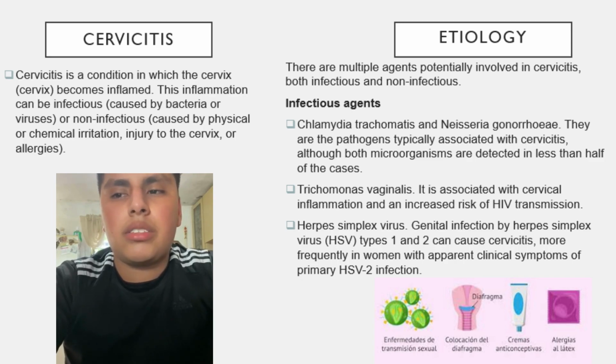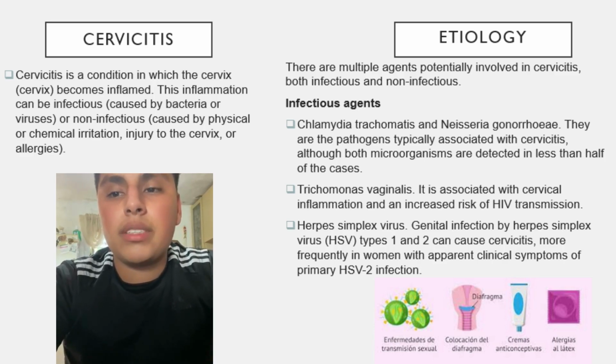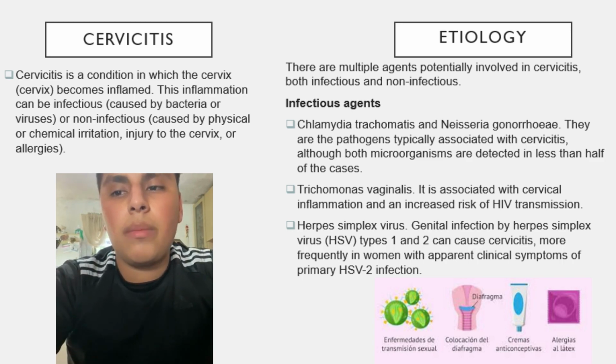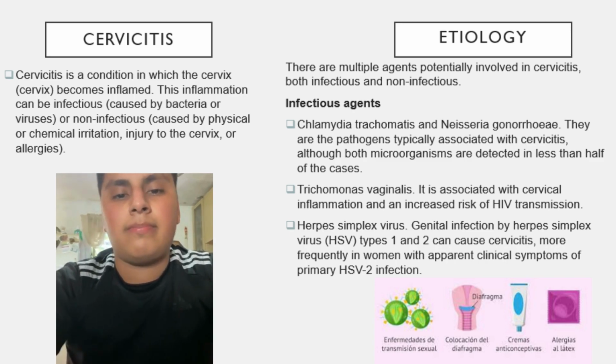Trichomonas vaginalis. It is associated with cervical inflammation and an increased risk of HIV transmission. Herpes simplex virus. Genital infection by herpes simplex virus types 1 and 2 can cause cervicitis more frequently in women with apparent clinical symptoms of primary HSV-2 infection.